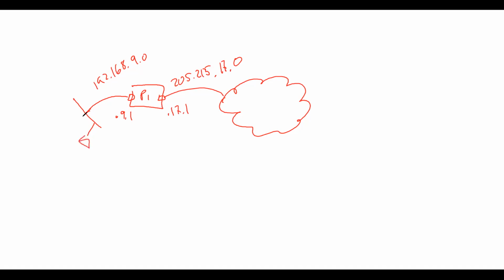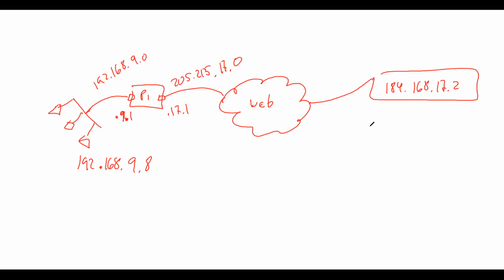And then this one here would be, let's say, 192.168.9.8. So they're both on the same network here. This is the internet, this is the web, and then the cloud, and then I have a server, let's say 184.168.17.2 or something. And this one hosts either SSH or HTTP, web, that kind of thing.